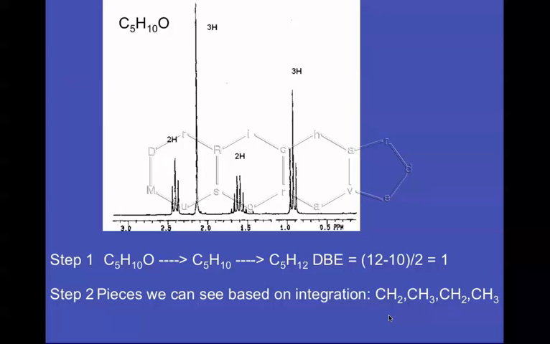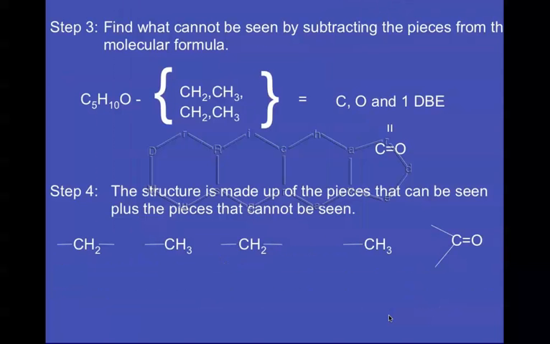But this isn't everything that's in the compound. So what I'm going to do is I'm going to take the molecular formula, C5H10O, and I'm subtracting out everything that I can see based on the integration. Now if I take 5 C's and I subtract out 4 C's, I'm going to be left with 1 C, I'll be left with 1 O, and you'll notice all the hydrogens will be accounted for. That's 10, there's 10 here as well.